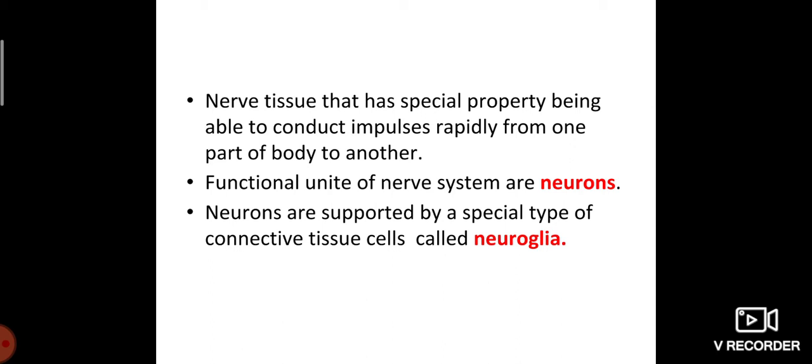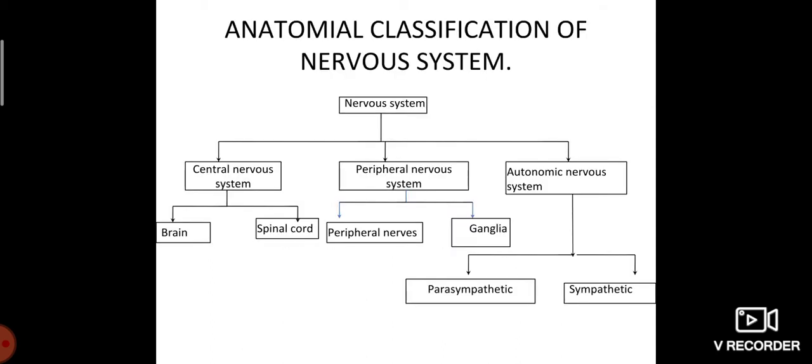So neuroglial cells are non-nervous elements present in the nervous tissue, supporting the nerves, giving myelination, giving protection. So many functions are there for the neuroglial cells, which are an essential part of the nervous system.